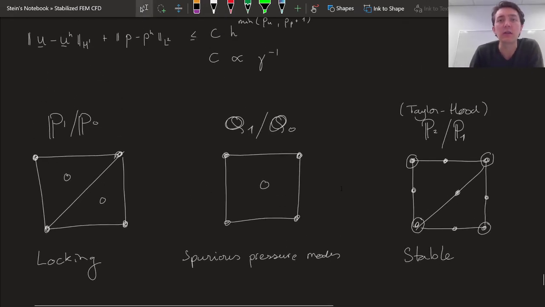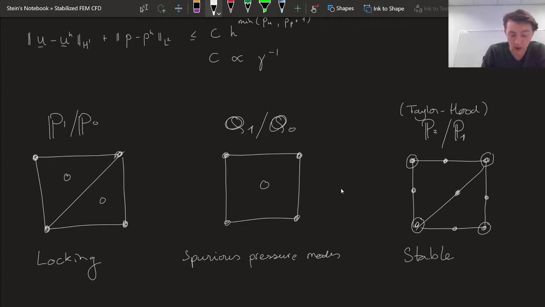We also calculated the constraint ratios corresponding to each one of these elements. We saw locking, meaning that the constraint ratio was too low, and indeed we had R equal to 1 here, whereas in 2D we expect the value of 2. For the Q1, Q0 element, we had that optimal value, R equal to 2. And for our stable element, we actually had a value that was too high, R equal to 8, which meant that in terms of the incompressibility, our solution didn't quite satisfy that constraint very well. But nevertheless, it was stable.